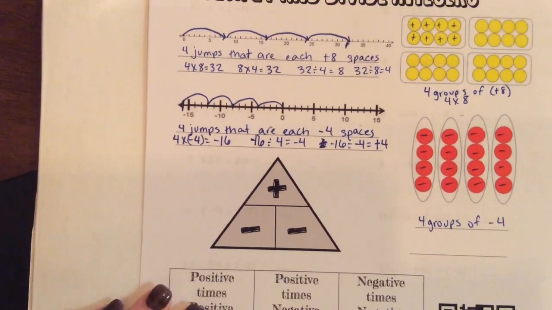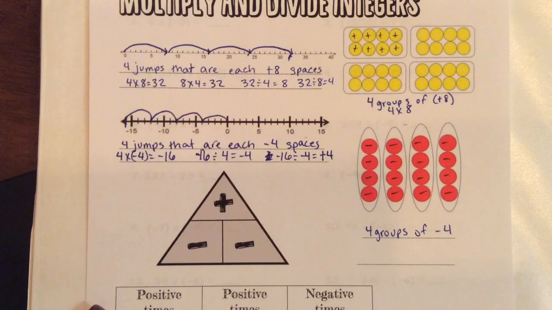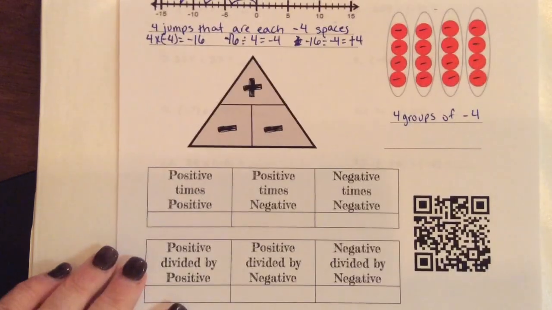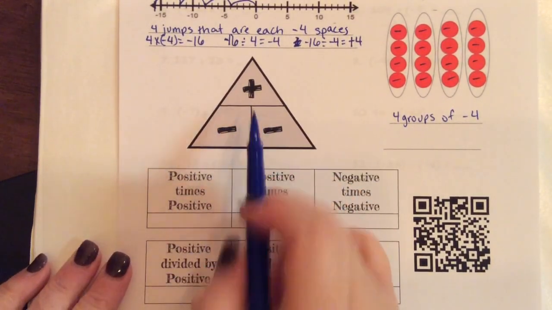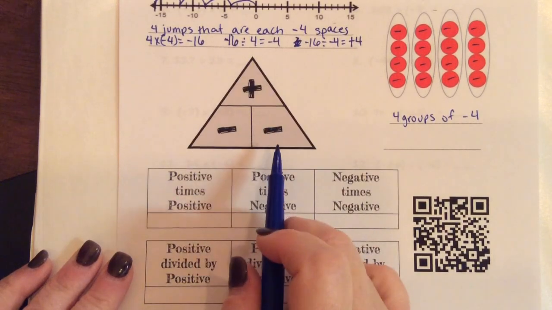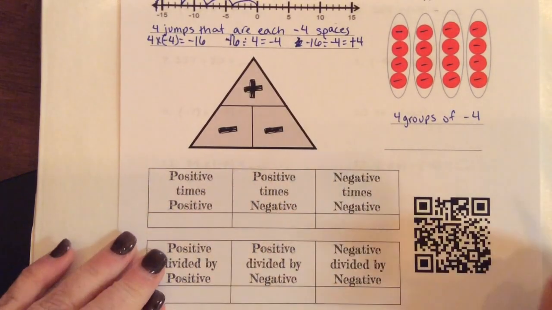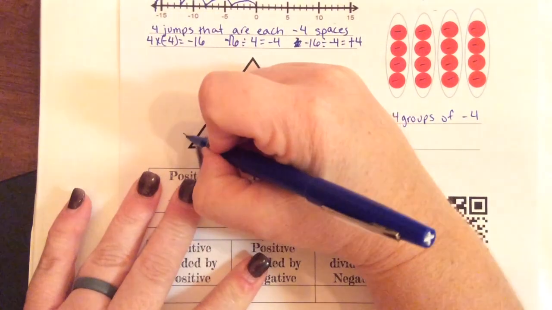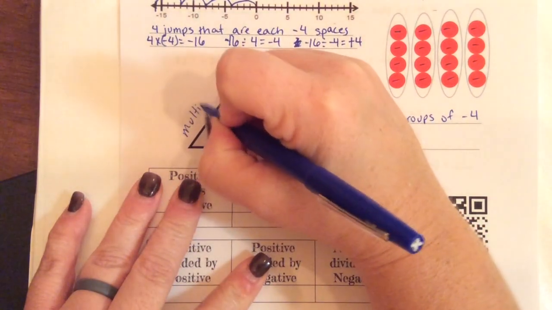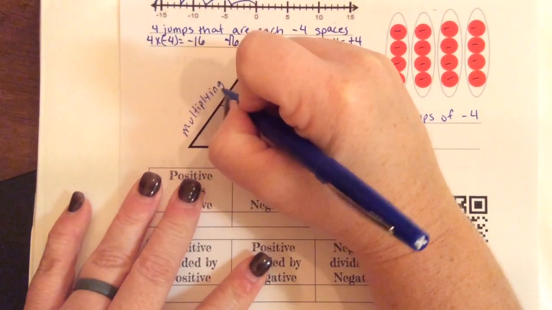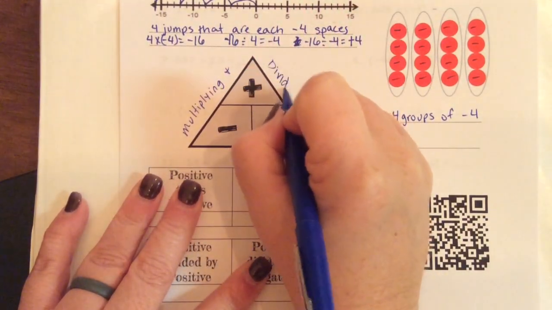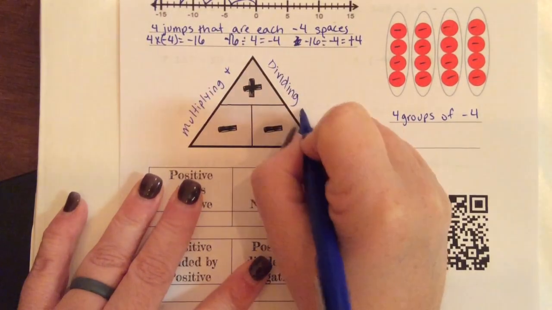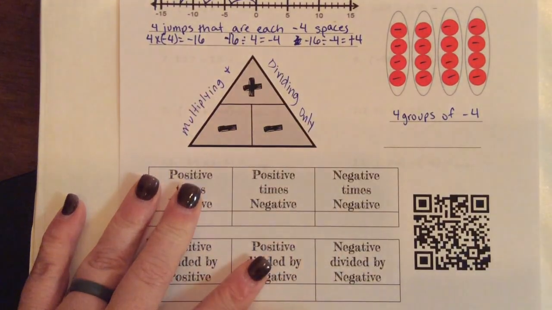The models are pretty simple. It's either jumps or groups. So we're not dealing with the same kind of arrows that we had with adding and subtracting. But this is the easiest thing, as long as you remember this picture. It's going to be tremendous help with multiplying and dividing. Now, this only works with multiplying and dividing. So I'm going to write that on here, okay? Multiplying and dividing only. Okay, that only works with multiplying and dividing.